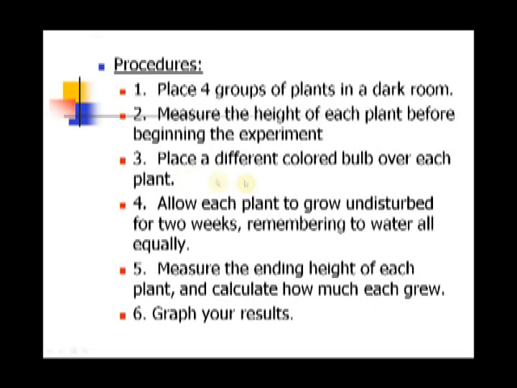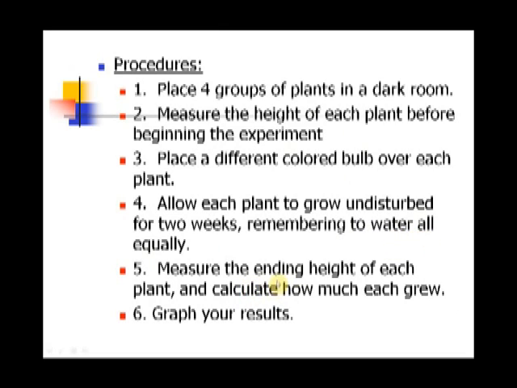Then I place a different colored bulb over each plant. There's the light, right? I don't put them in a lit room because I want to have all the different colored lights. Then I allow each plant to grow undisturbed. I don't do anything different to each one for 2 weeks, but I make sure I water all of them exactly the same. That is a controlled variable, remember?